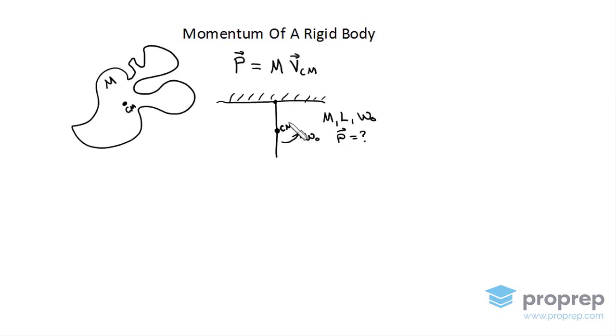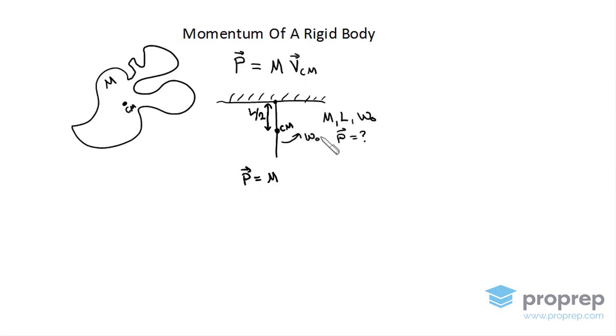If this is the center of mass, then we know, bearing in mind that this rod has a uniform density, that its center of mass is going to be right in its center, which will be at L over 2. Then all we have to do in order to work out our P is write down our mass, which is m, and then multiply by my V_CM, the velocity of the center of mass.